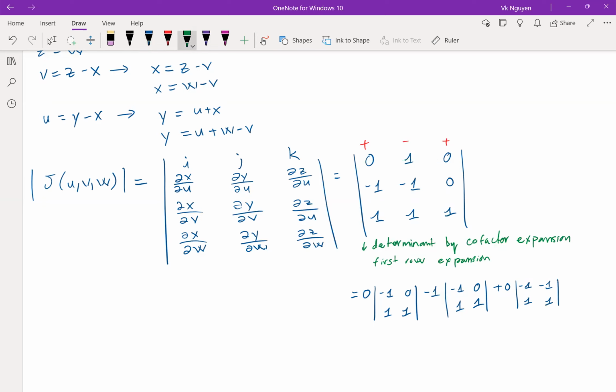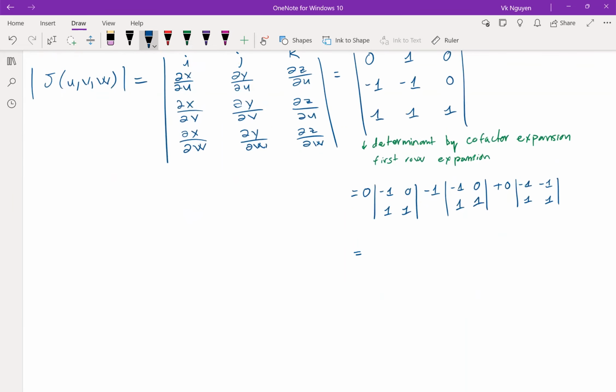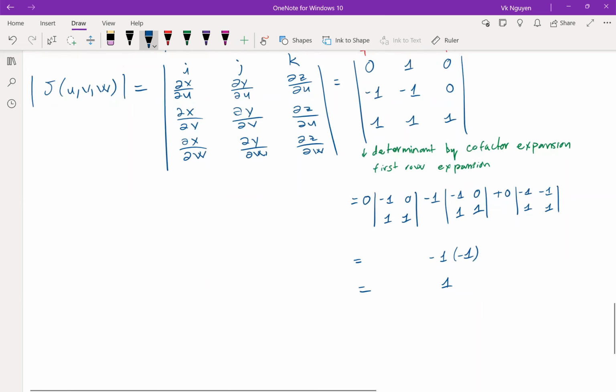As you can see from the cofactor expansion, we're just going to have a -1 times -1, which is 1. Fortunately, it is a positive number, so you don't need the absolute value. But make sure if it's not, you take the absolute value. It's the absolute value here, always.